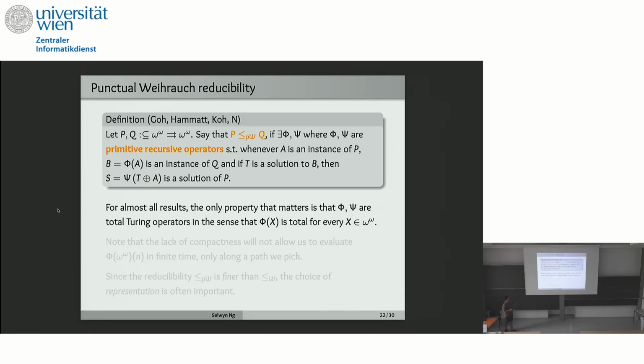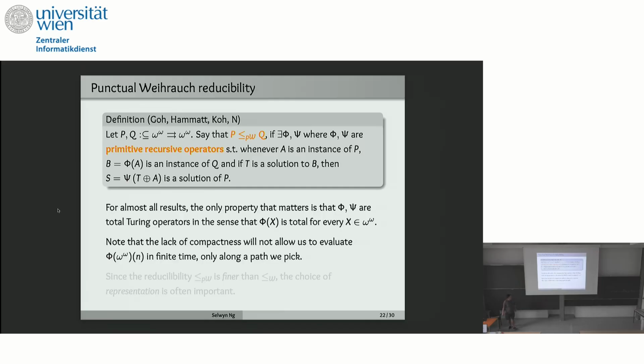In some cases it matters, but for most of the things that we looked at, it turns out that it's not really that important. Now, first of all, this definition does not trivialize anything because there is a lack of compactness here, right? So if I fix an input n, then we know that phi n converges on all oracles, but because of the lack of compactness, you cannot compute everything in finite time. You can only compute it along a path that you pick. Each path takes finite time to evaluate on input n, but of course in its entirety you cannot do it.